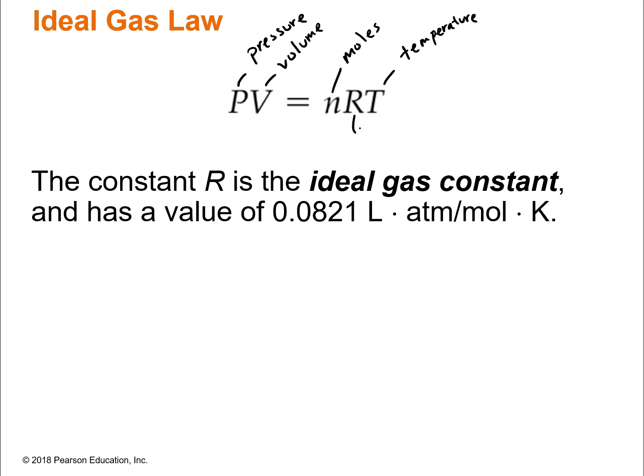This R is a constant. You'll be given what that constant is, and it's 0.0821 liter atmospheres per mole Kelvin. You'll be given that along with the equation on the equation sheet, so you don't have to memorize it. And I'll give you an example of how we use the ideal gas law, just like the other ones, and then if you have questions, you can let me know.